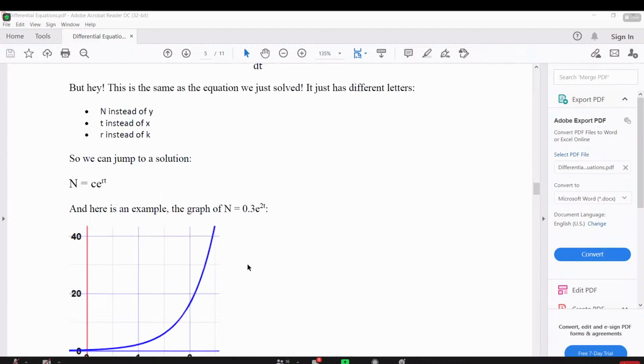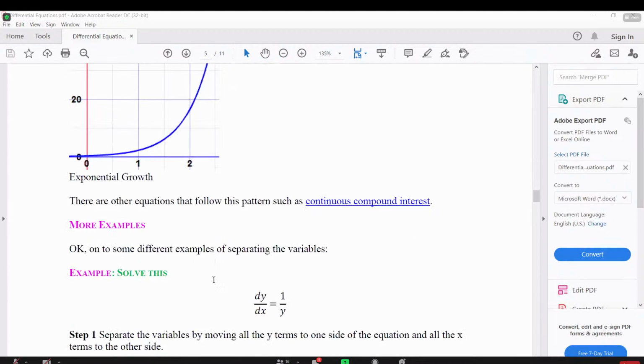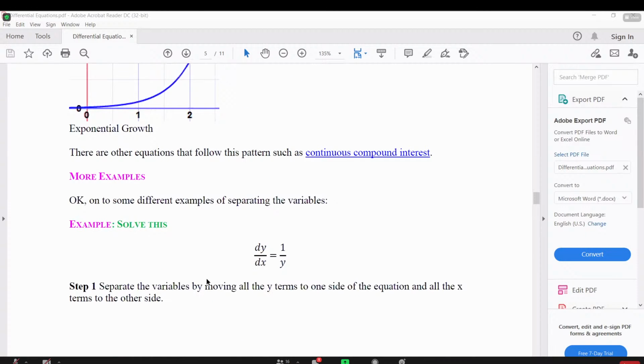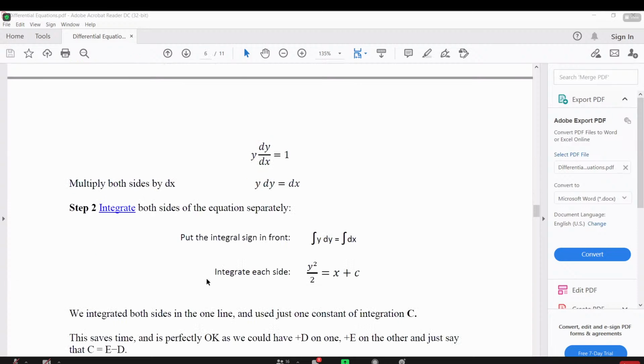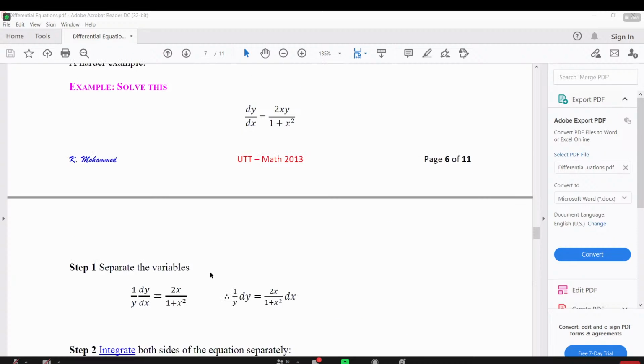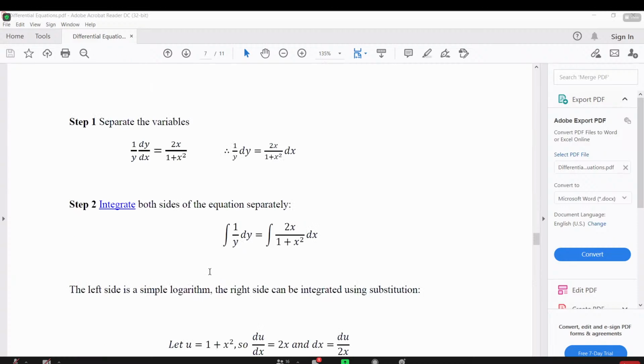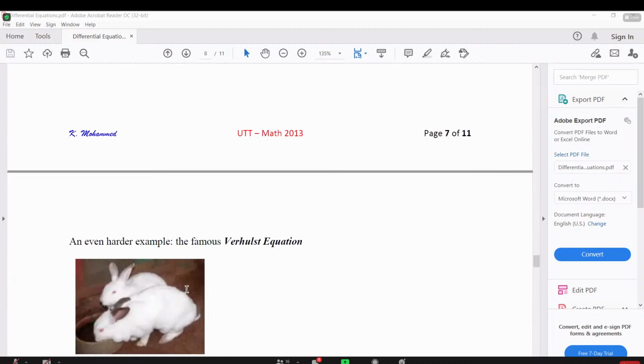Those were just real life applications. We're not too bothered with that. You have some examples, and you have a harder example. All of these I think we did, so you shouldn't have any problems.